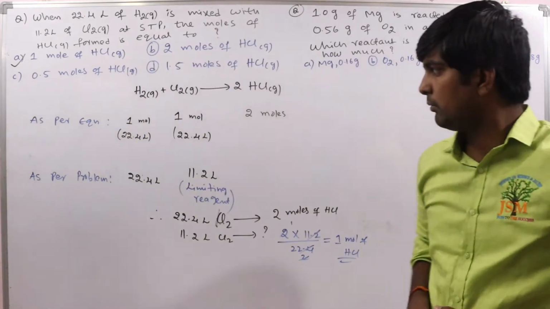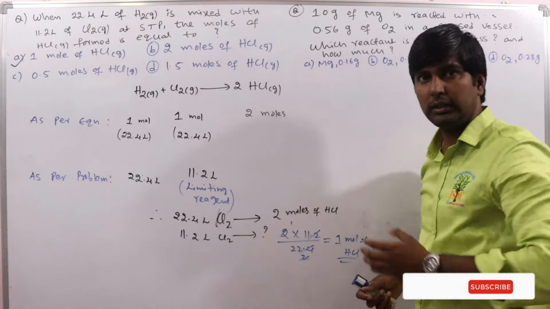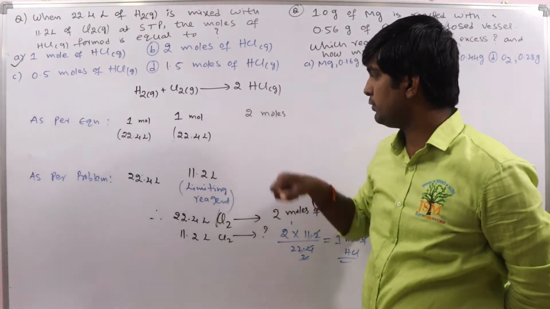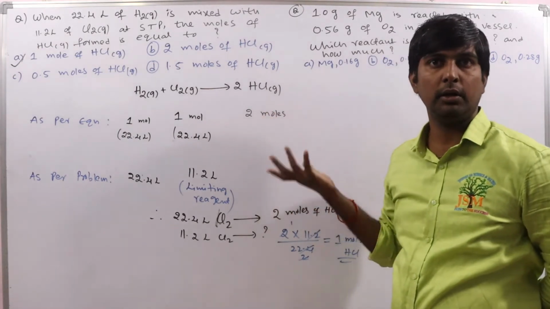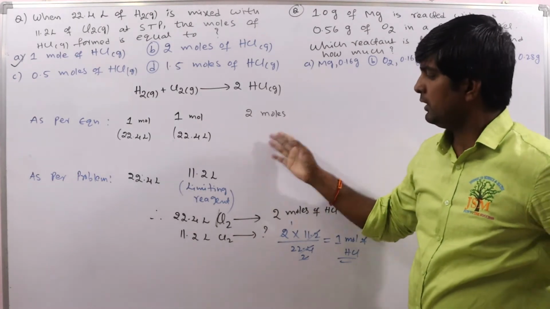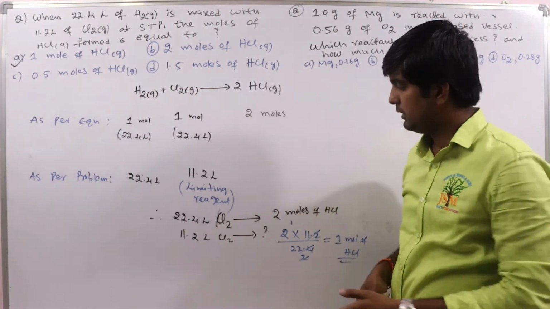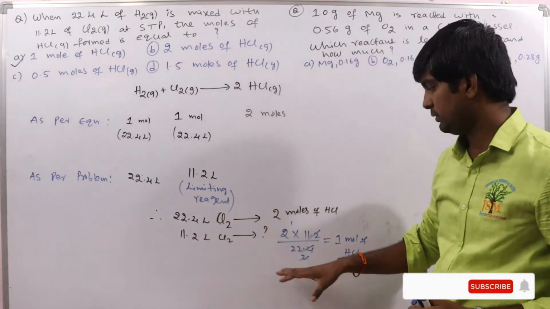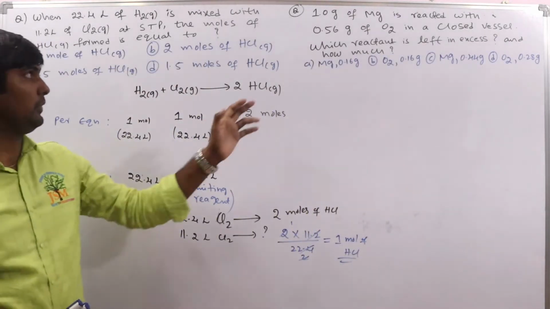Directly from this one also you can say, without doing all these calculations: 22.4 liter gives 2 moles, 11.2 liters gives half of that, that is nothing but 1 mole. Simply, directly also we can say here, but sometimes this simplification may be somewhat complicated. This is the procedure to follow whatever the problem is. Clear? Okay. Next, another one.